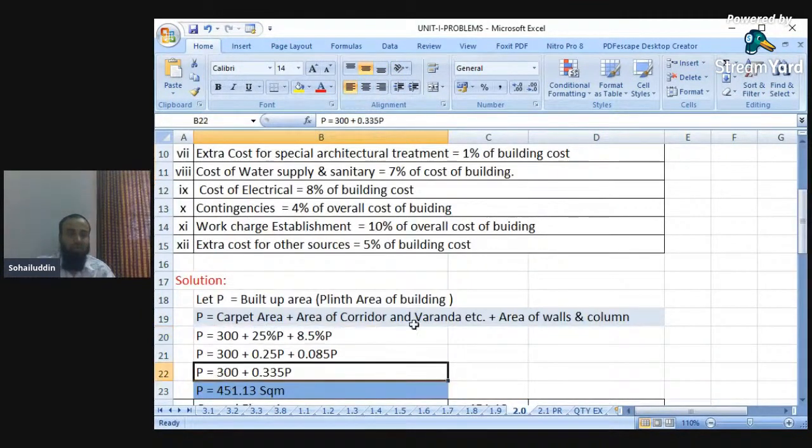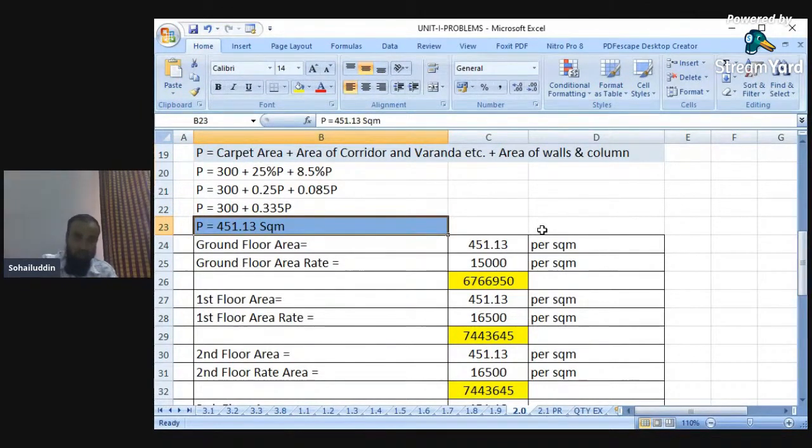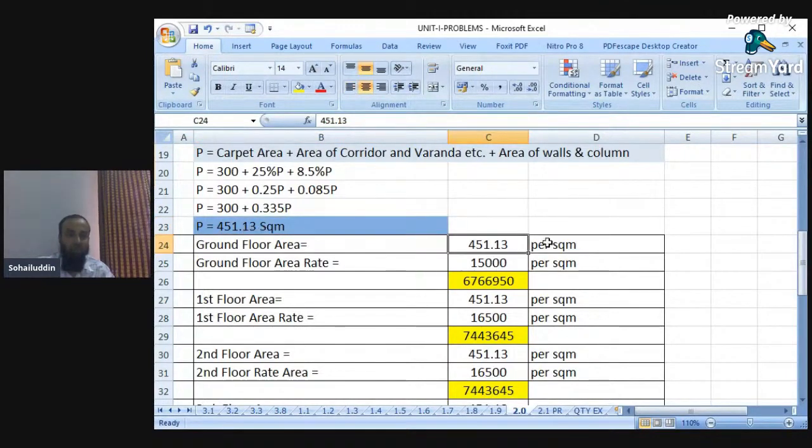So total plinth area comes to 451.13 square meters. This plinth area is taken for every floor, because the cost of every floor has been given separately. So we have to take this plinth area for every floor: ground floor, first floor, second floor, and third. Ground floor area is 451.13 square meters.